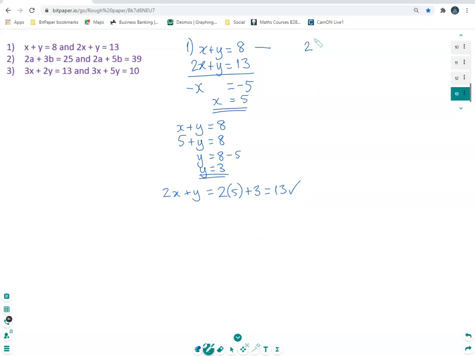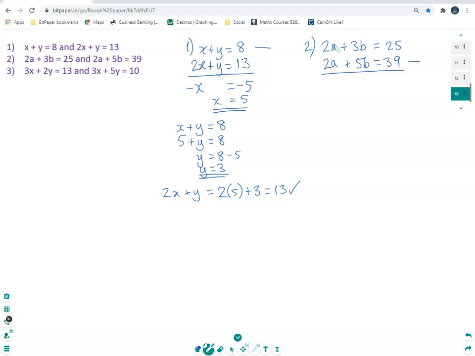Number 2, we've got 2a plus 3b equals 25, and 2a plus 5b equals 39. Now this time, if I do this minus this and this minus this, I'm going to get negatives for both of them. And it's the 2a's that cancel out and disappear. So I'm going to subtract the other way. I'm going to do the bottom one, take away the top one.